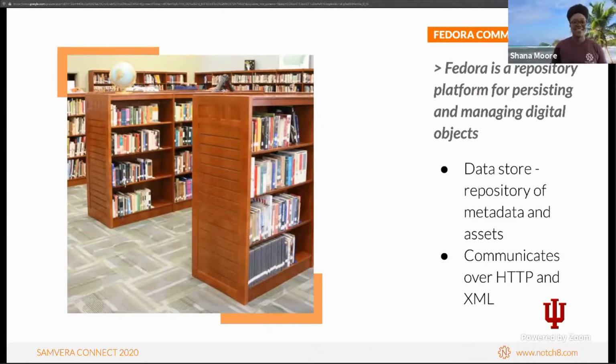So you can think of Fedora as the bookshelves in a library. It is used as the persistence layer, and it is where the actual content and its associated metadata are stored. But thanks to integration with a gem called Valkyrie, Fedora is no longer a hard requirement for the Samvera stack.